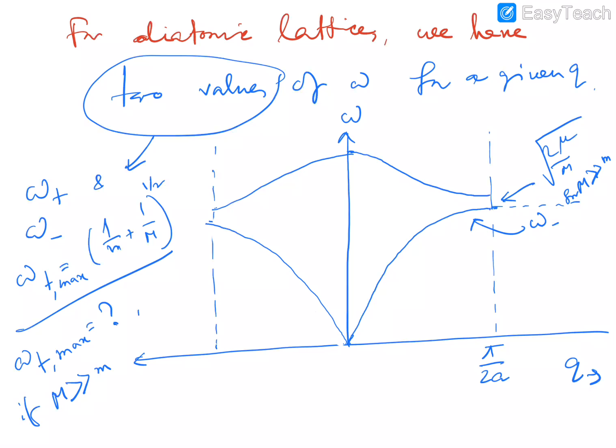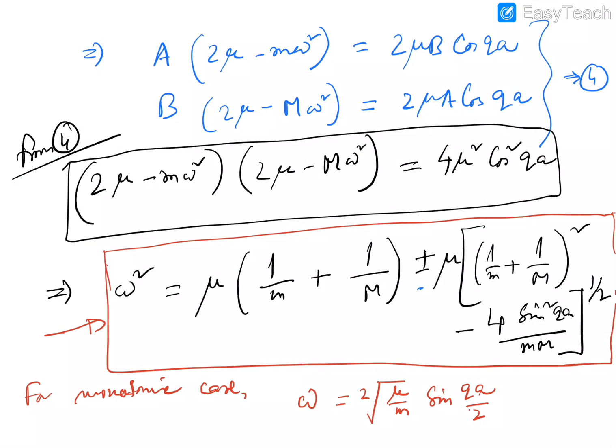Okay, so now you see that this is omega plus, and as I said, this one is omega minus. Now corresponding to each q value, as I have shown earlier, you have two different values, omega plus and omega minus. And the maximum value of omega corresponding to a particular q value you can calculate from this expression here. So let me write this expression as 5, right? So from 5 you can calculate this.